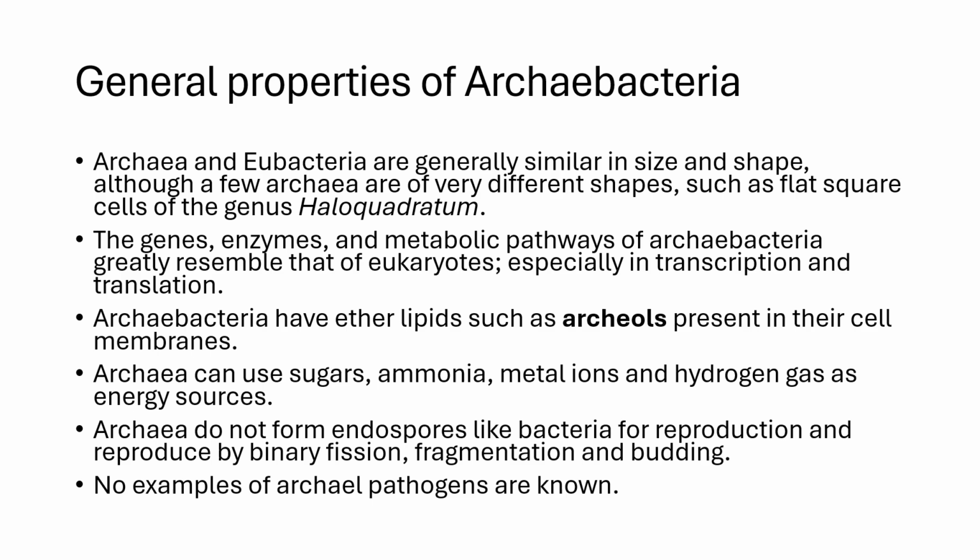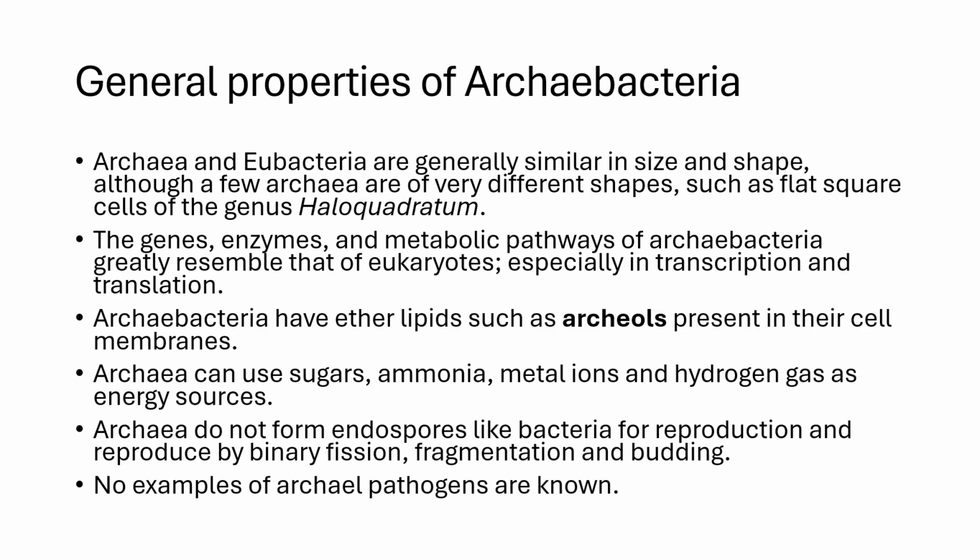The genes and enzymes and the metabolic pathways of archaebacteria greatly resemble that of eukaryotes, especially in transcription and translation. That's why we mentioned the point of the coenzymes before. And then archaebacteria have unusual lipids such as archaeols present in their cell membranes. Not other lipids, ether lipids. So these ether lipids such as archaeols, which are unique to archaebacteria, make their cell membranes a little unique.